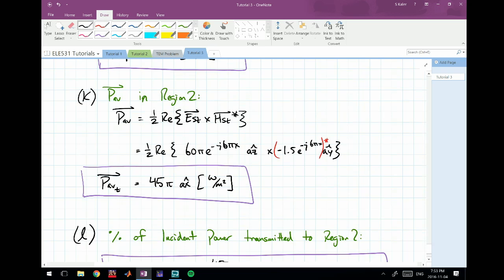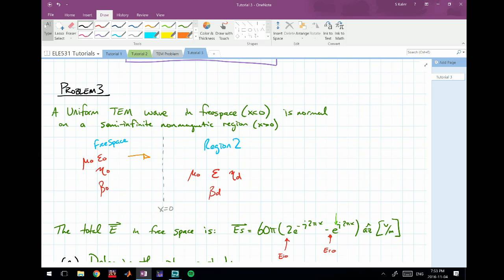This is what's given: a uniform TEM wave in free space is normal on a semi-infinite non-magnetic region. That's it. If it is magnetic, all that changes is mu r. Mu is mu r times mu naught, it won't be mu naught anymore. Non-magnetic means mu equals mu naught. Magnetic means mu equals mu r times mu naught. So you have that relative multiplication thing. We'll talk about it after.